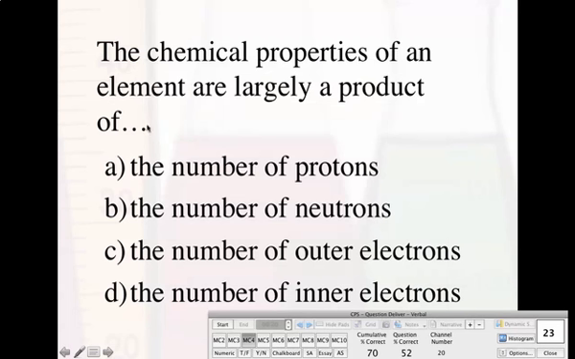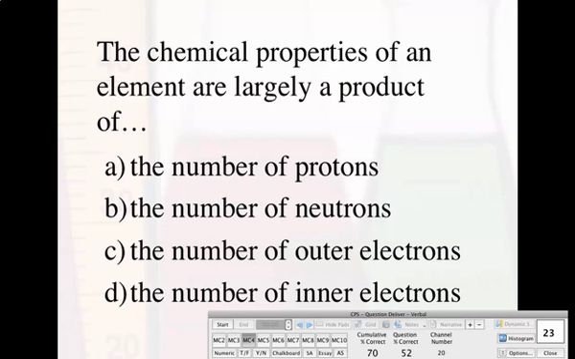So on that side, that blank area, write down the number of valence electrons or outer electrons. The electrons are what do the reacting. Protons stay where they are. Neutrons stay where they are. Inner electrons tend to stay where they are.